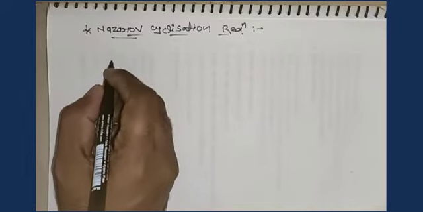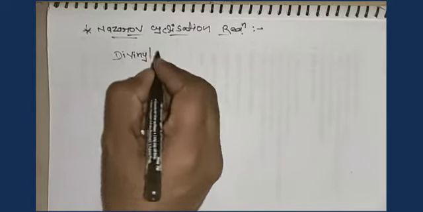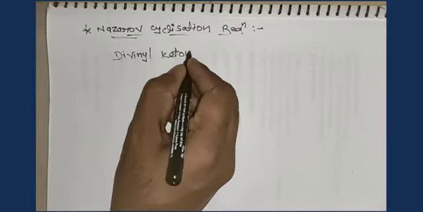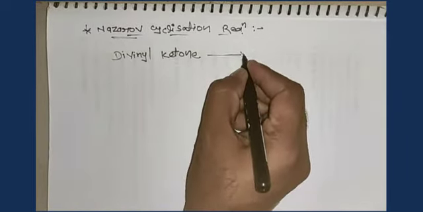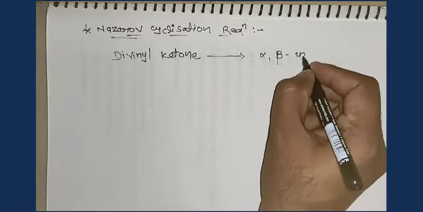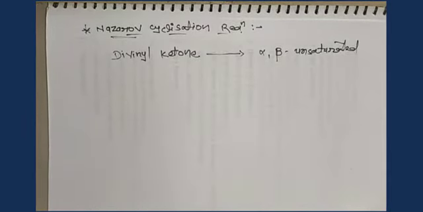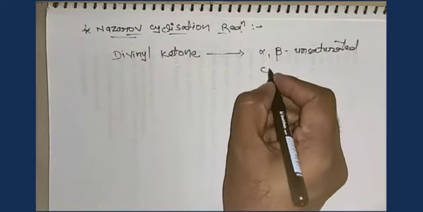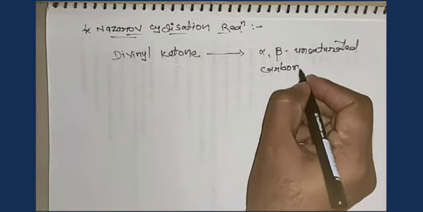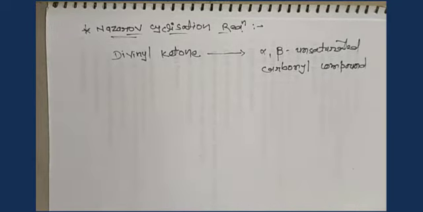So in the Nazarov reaction, your starting material is divinyl ketone, which is converted to an alpha beta unsaturated carbonyl compound. So your starting material is divinyl ketone.